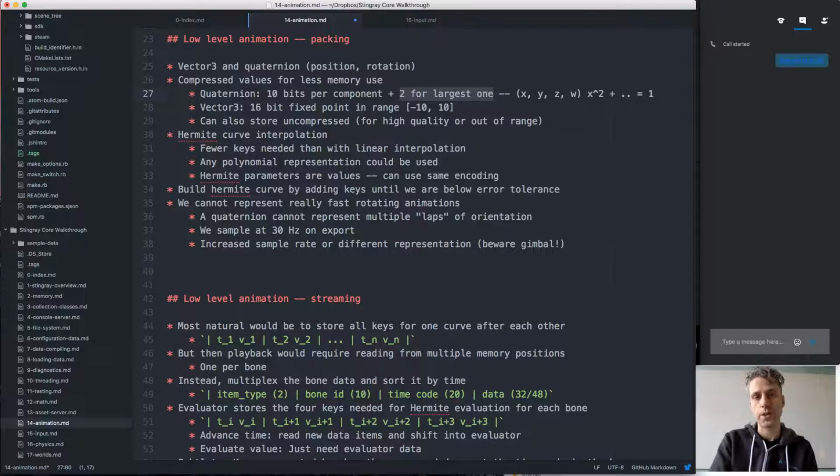So we use these 2 bits to identify the largest component in the quaternion. We use this as an index. We can use 2 bits to store a number between 0 and 3, so 0, 1, 2, 3, and that will indicate the largest component. Say that the largest component is Y here. Then we will store a 1 in these 2 bits. We know that Y is the largest component, and then we use these 10 bits per component to store the 3 other components except for the largest one, in this case Y.